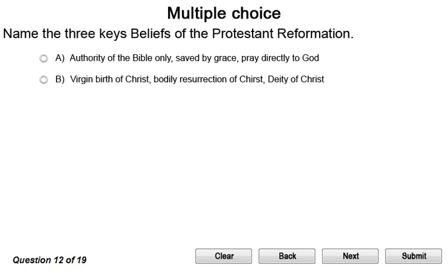Name the 3 key beliefs of the Protestant Reformation. It was the authority of the Bible only, saved by grace, and the priesthood of believers, praying directly to God.